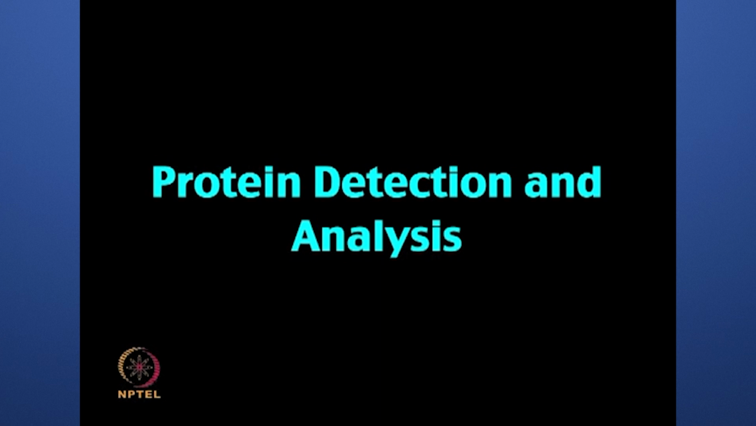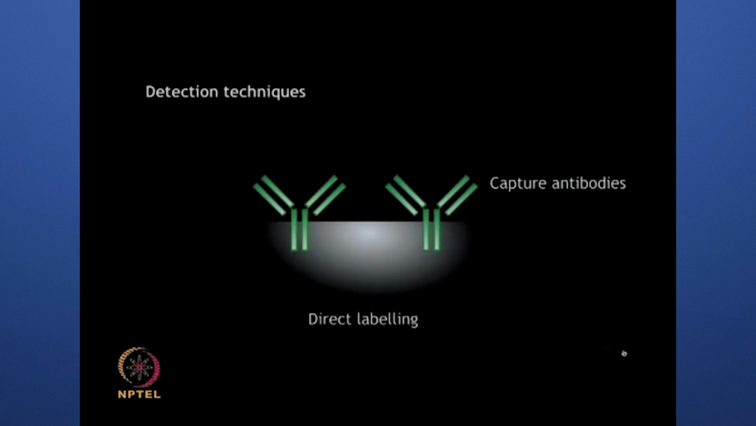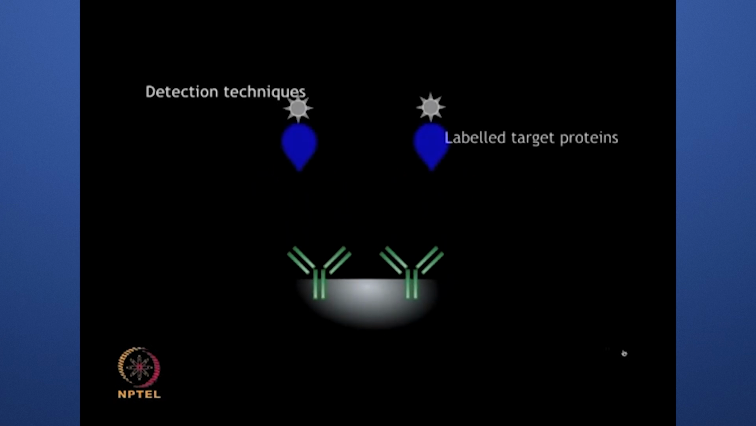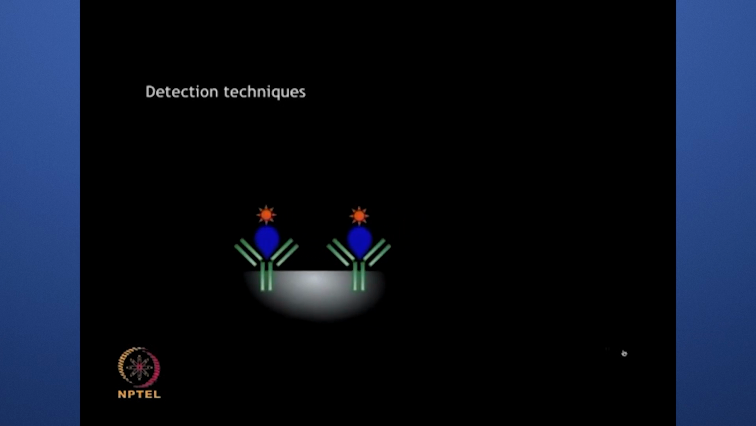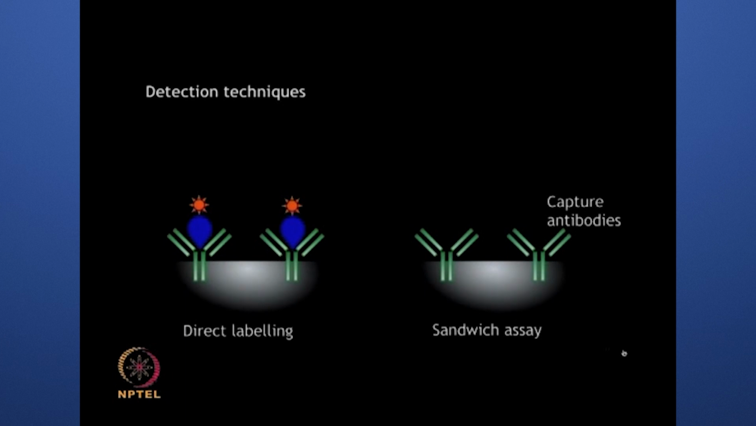Protein detection and analysis. In direct labeling detection techniques, all the target proteins are labeled with a fluorescent or radioactive tag that facilitates easy detection upon binding to the immobilized capture antibody on the array surface. In the sandwich assay, a fluorescent tagged secondary antibody that recognizes a different epitope on the target antigen binds to it and is detected by means of fluorescence.